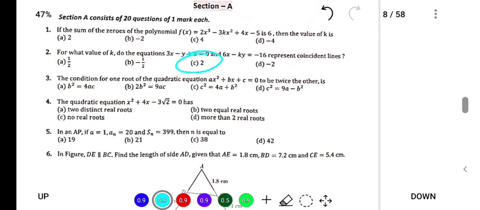Next, question number 3. The condition for one root of the quadratic equation x square plus bx plus c is equal to 0 to be twice the other.